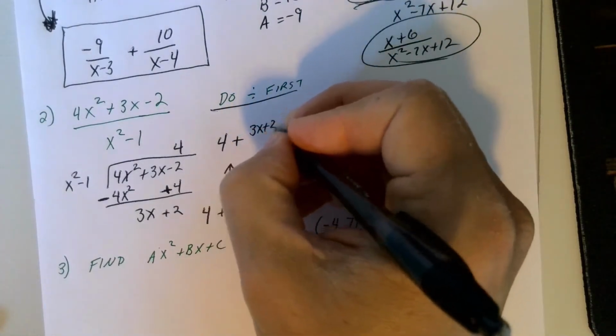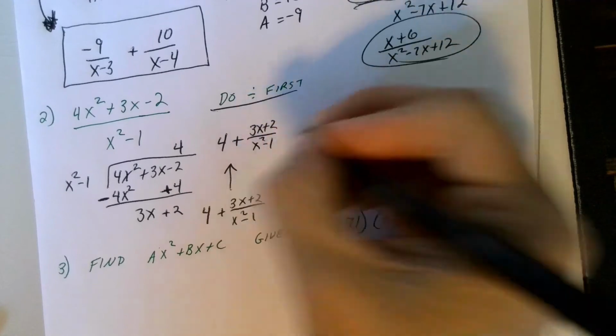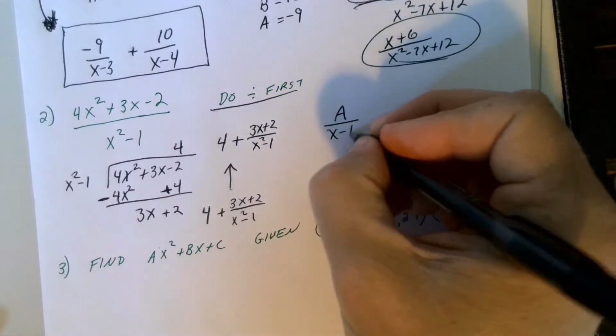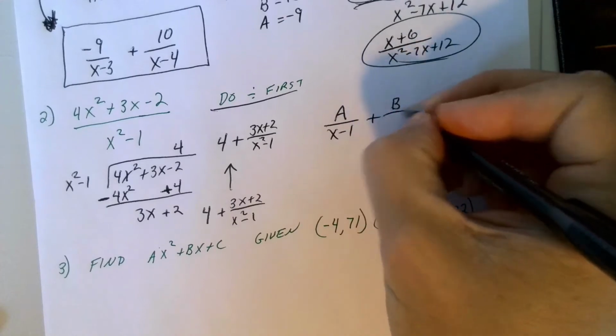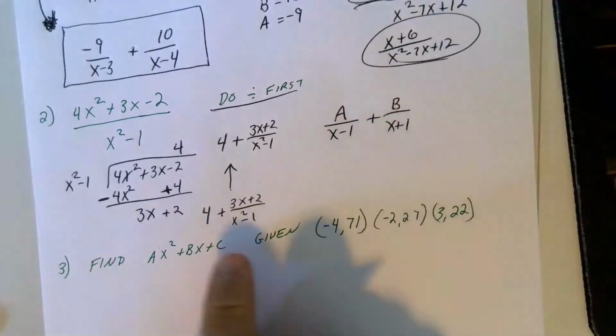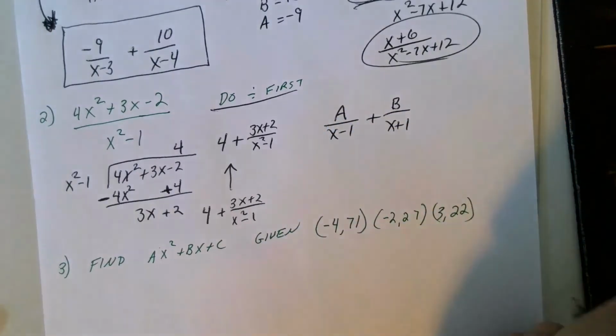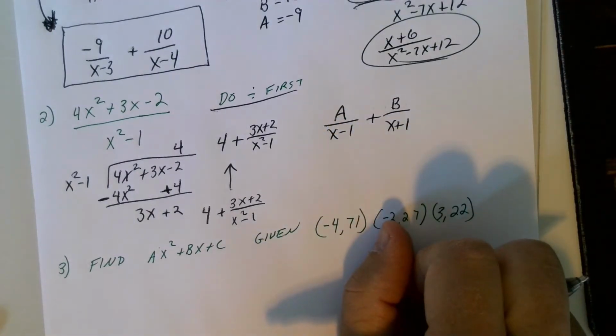So I'm going to try and rewrite this 3x plus 2 over x squared minus 1 into two partial fractions. So that's A over x minus 1 plus B over x plus 1. That's just that factored, and we don't know what the A and the B is yet. Okay, so here we go.